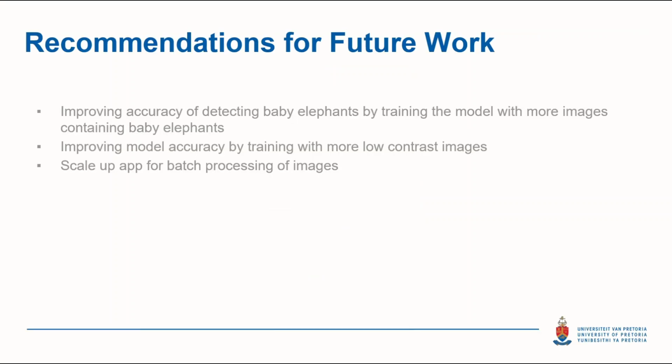There are a few recommendations for future work for this project. The first one being improving the accuracy of the model at detecting baby elephants, and this can be done by training the model with more images containing baby elephants, and also improving the accuracy of the model overall by including more low contrast images. And then the last thing would be to scale up the app for batch processing of images.